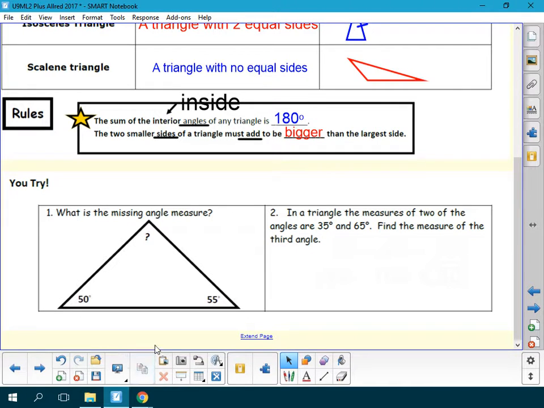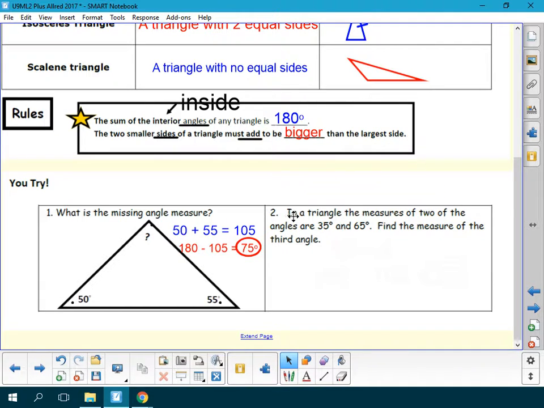That means this angle plus this angle plus this angle all have to add together to be 180 degrees. If I add 50 and 55 together, I get 105 degrees. So I know this angle must carry the weight of what would be left to get it to 180 degrees, much like those supplementary angles we talked about yesterday. If I do 180 minus 105, I get 75 degrees. The missing angle right here, this question mark, is 75 degrees. I used my rules, did some addition, did some subtraction.